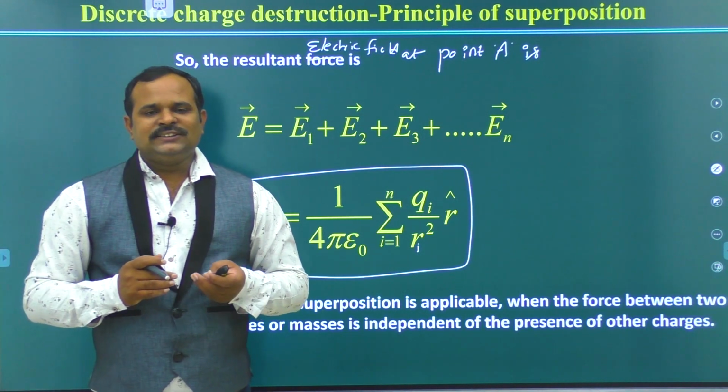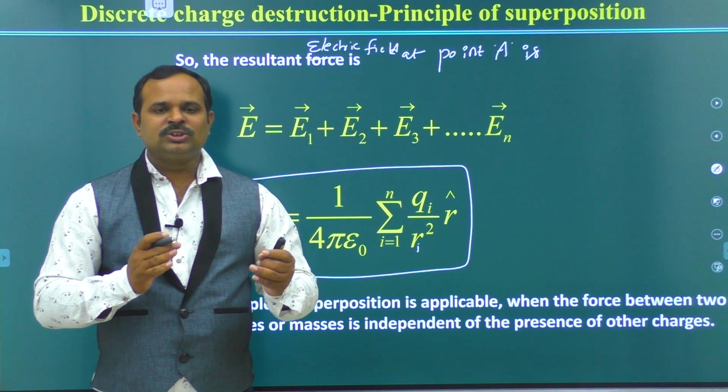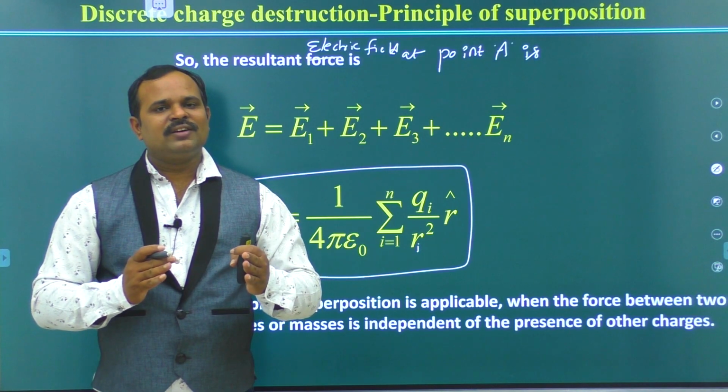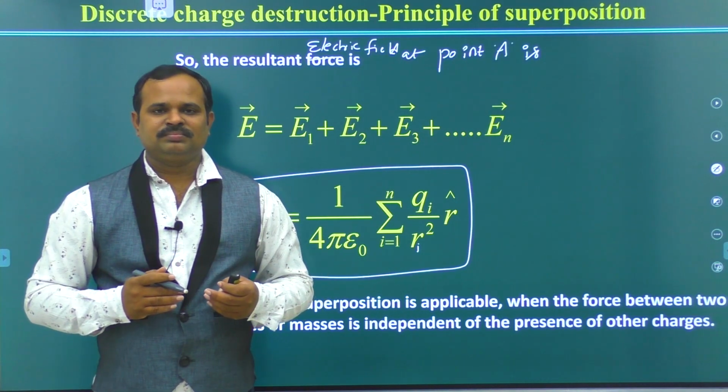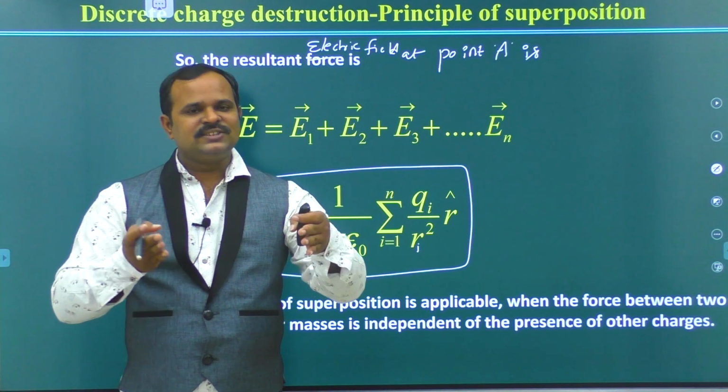Coulomb's law states that the force of attraction or repulsion between two charges is directly proportional to the product of the charges and inversely proportional to the square of the distance between them. The force per unit charge is called the intensity of electric field.